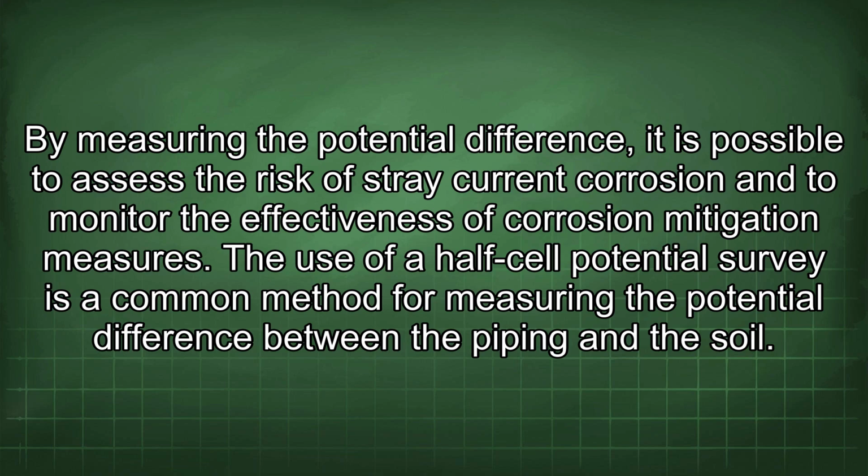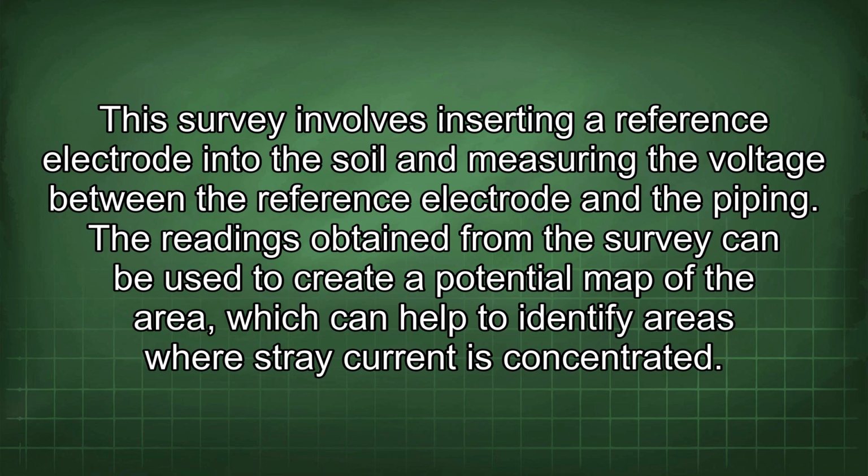The use of a half-cell potential survey is a common method for measuring the potential difference between the piping and the soil. This survey involves inserting a reference electrode into the soil and measuring the voltage between the reference electrode and the piping. The readings obtained from the survey can be used to create a potential map of the area, which can help to identify areas where stray current is concentrated.